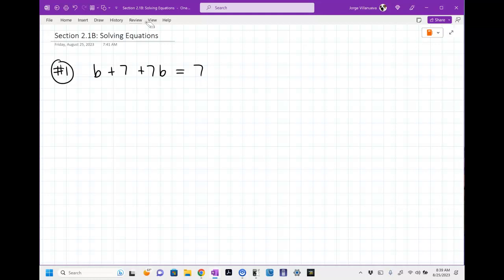So b plus 7b, we're going to have 8b plus 7 equal to 7, okay? Now there's no more variable terms on the left besides the 8b, but I do see a 7 there that's hanging out by itself. So let me move that 7 over to the right side, okay? So we're going to subtract 7 on both sides. So this cancels out, right, on the left side. So we just have 8b equal to 7 minus 7 is 0.